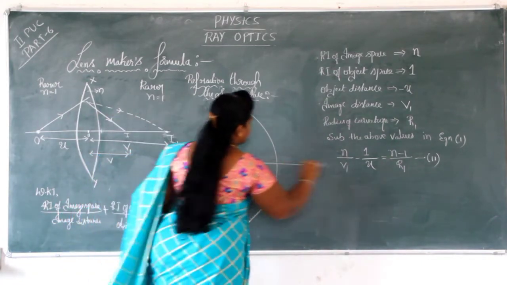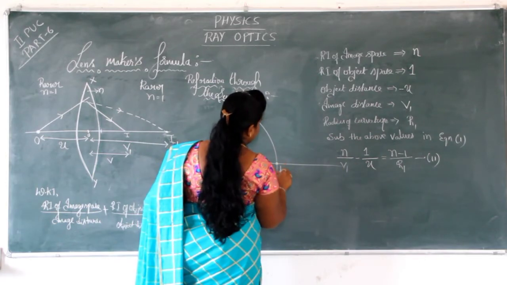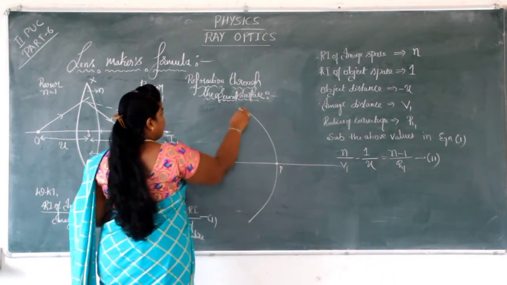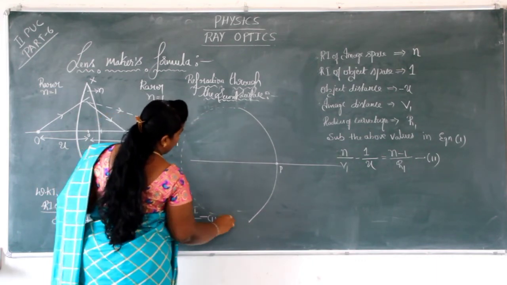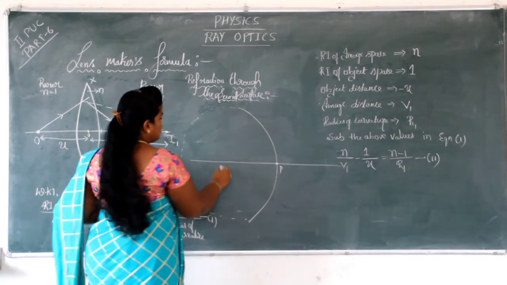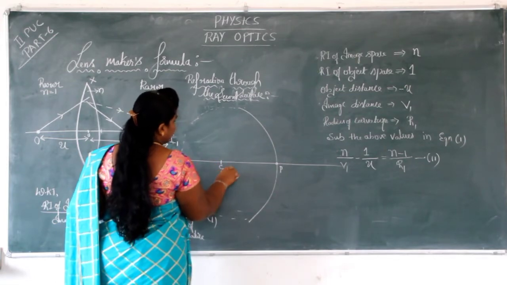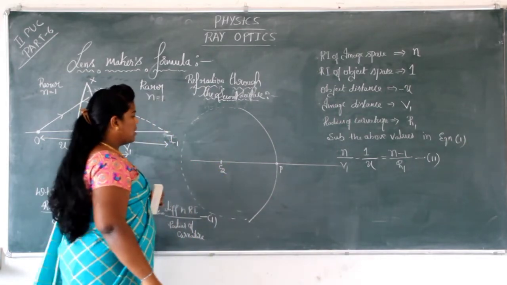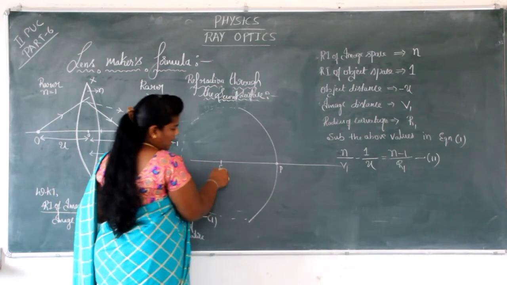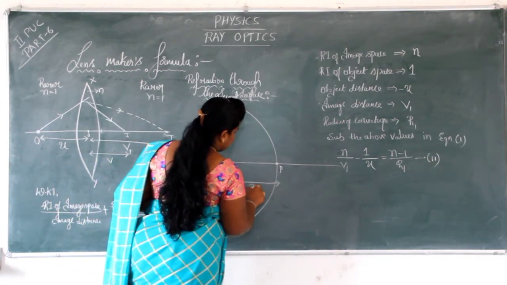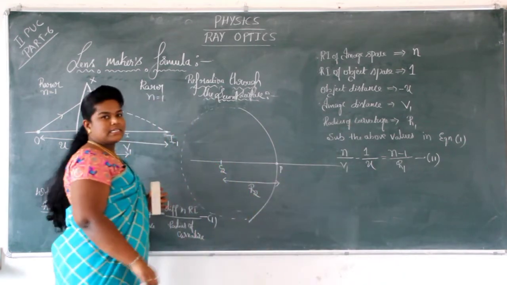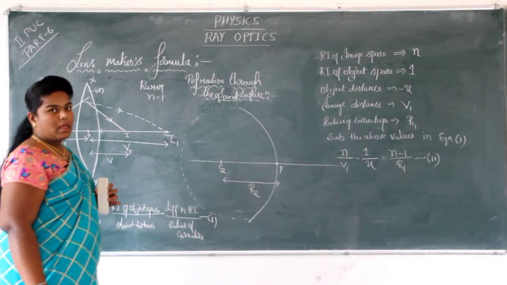Now let us write the principal axis, and represent the pole. If I just extend this, I will get a sphere. So it is having a center of curvature C2. The distance between the pole and the center of curvature is called the radius of curvature, represented as R2.